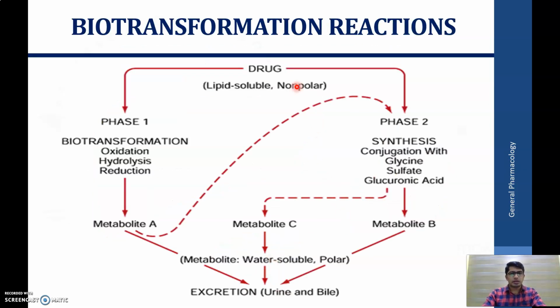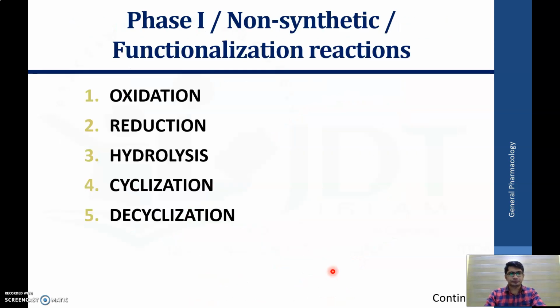So this is phase 1, lipid soluble drugs. After the phase 1 reaction like oxidation or hydrolysis, it will be converted to metabolite A, and this metabolite will be converted to metabolite B by phase 2 reactions like conjugation with glycine, sulfate and glucuronic acid, and it will be water soluble. This water insoluble drug will be converted to a water soluble drug, which is polar and can be excreted in urine and bile.